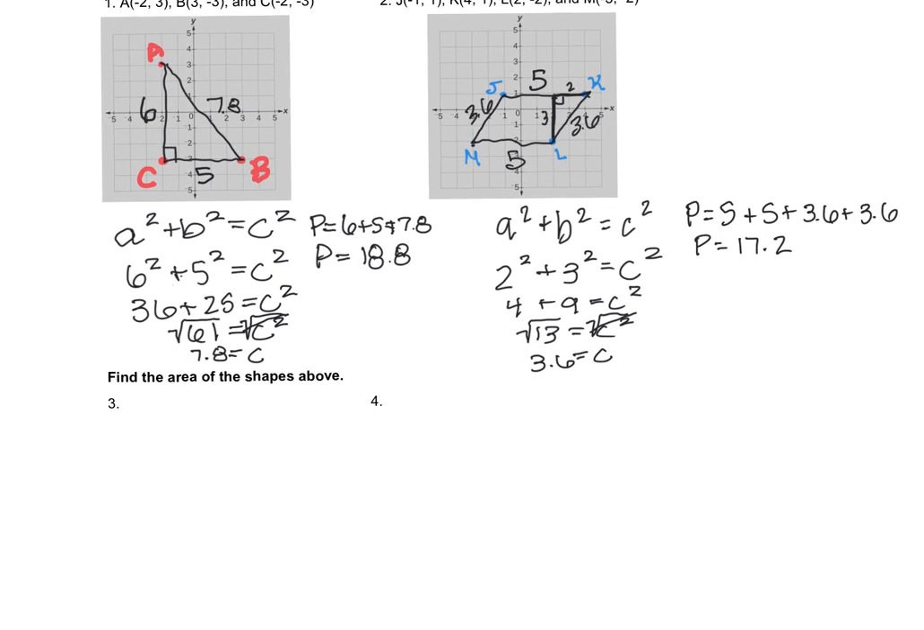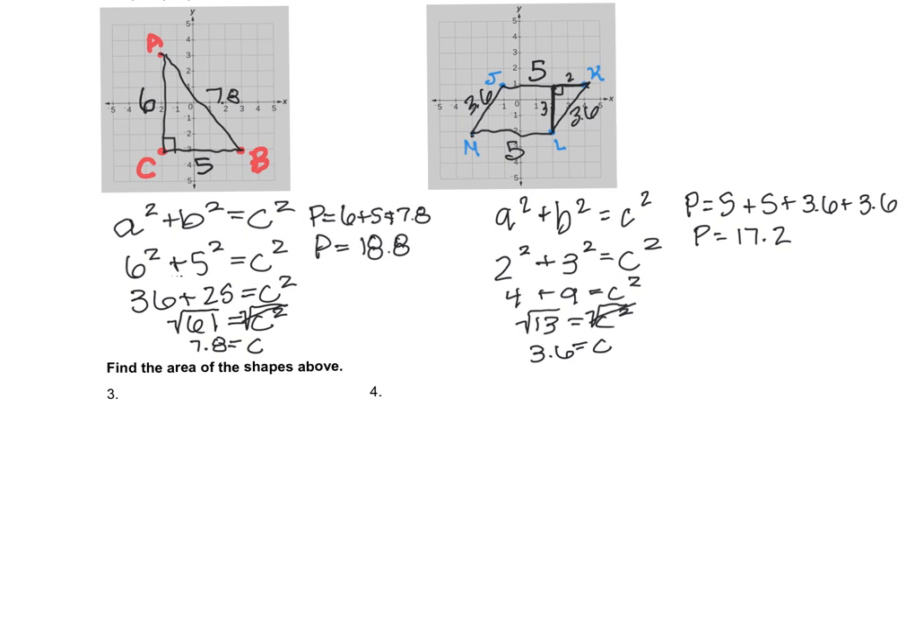Now we're going to scroll down a little bit, and we're going to find the area of those same shapes. So for number 3, we're finding the area of this first triangle, ABC. So that's a triangle, and the formula for area of a triangle is area equals base times height divided by 2, or 1/2 base times height. So let's plug in our values.